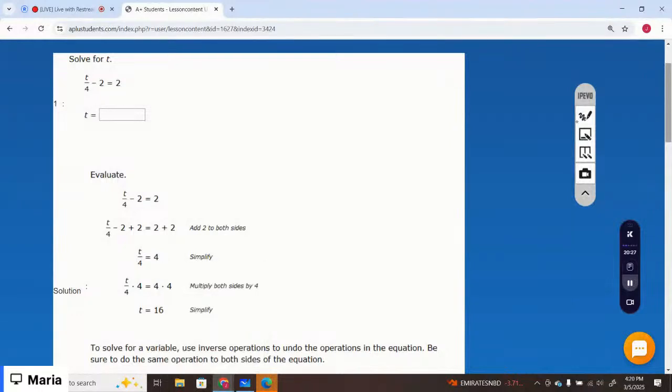Now you have to remove that 4 that is divided. So you have to multiply 4 both sides. That means t equals 16. You have to multiply both sides. So 4 times 4 is 16. T equals 16.